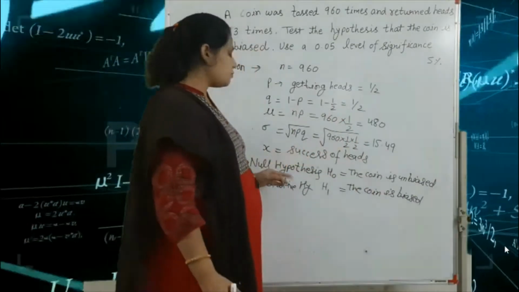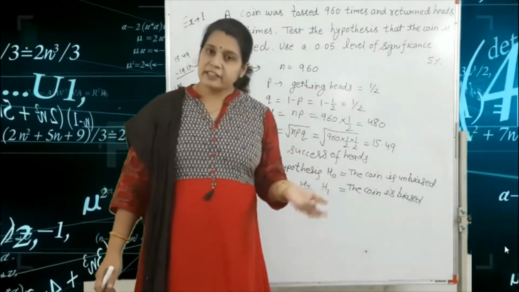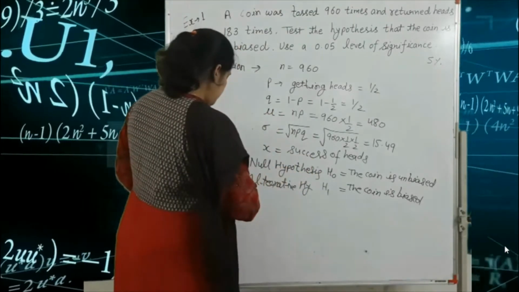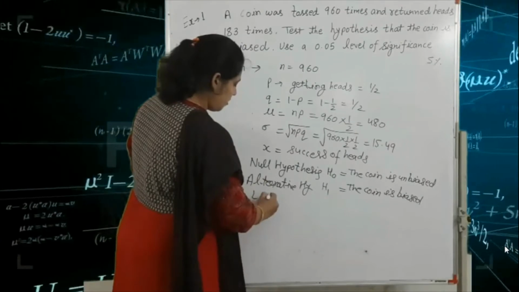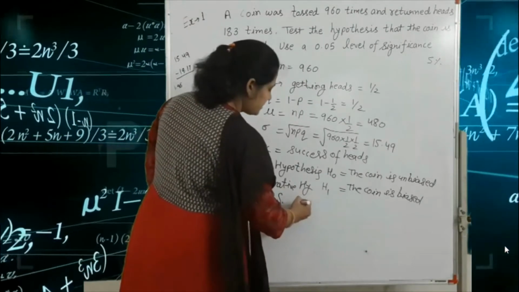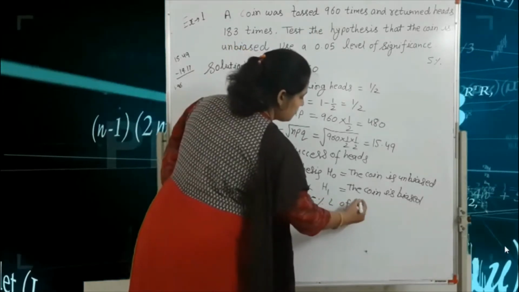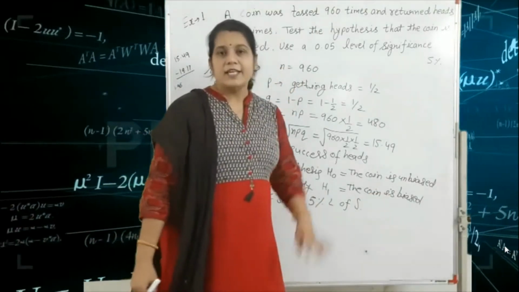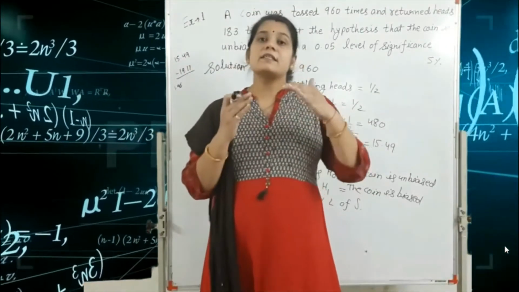Okay, so the first point is the null hypothesis, the second point is the alternative hypothesis, the third point is what? The third point is the level of significance. Okay, so the level of significance is 5%. The fourth one is the test statistic.